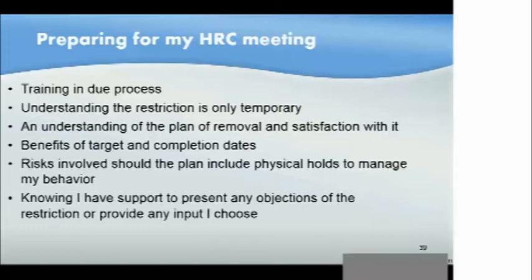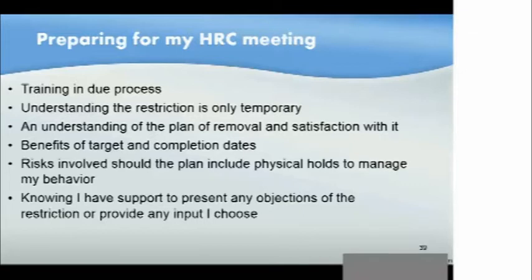Understanding that the rights restriction is only temporary. It's not always going to be. Understanding of a plan of removal and being satisfied with that plan. Yes, I can work with this plan so that I can minimize this restriction. Benefits of target and completion dates, of course, and we already talked about that. Risk involved should the plan include physical holds to manage my behavior. Well, they could get injured, and they need to know that.